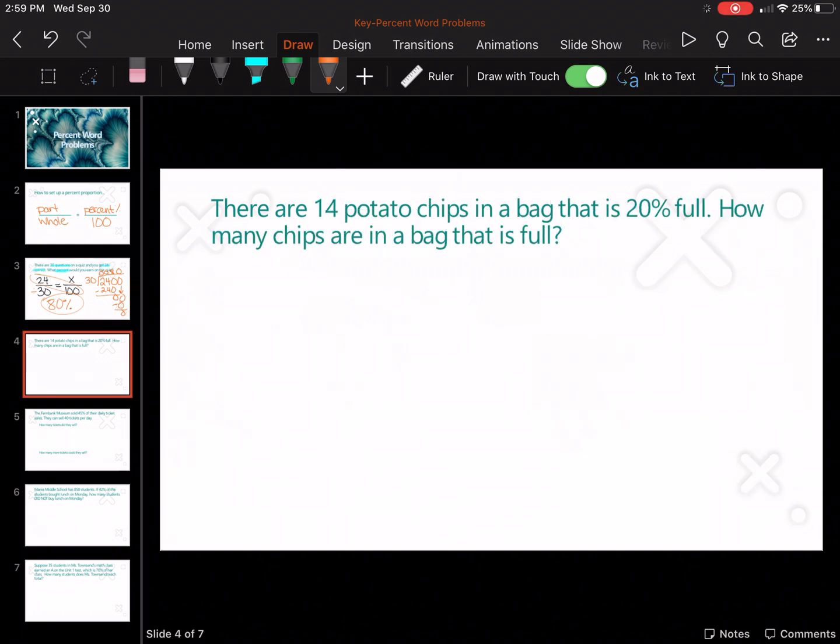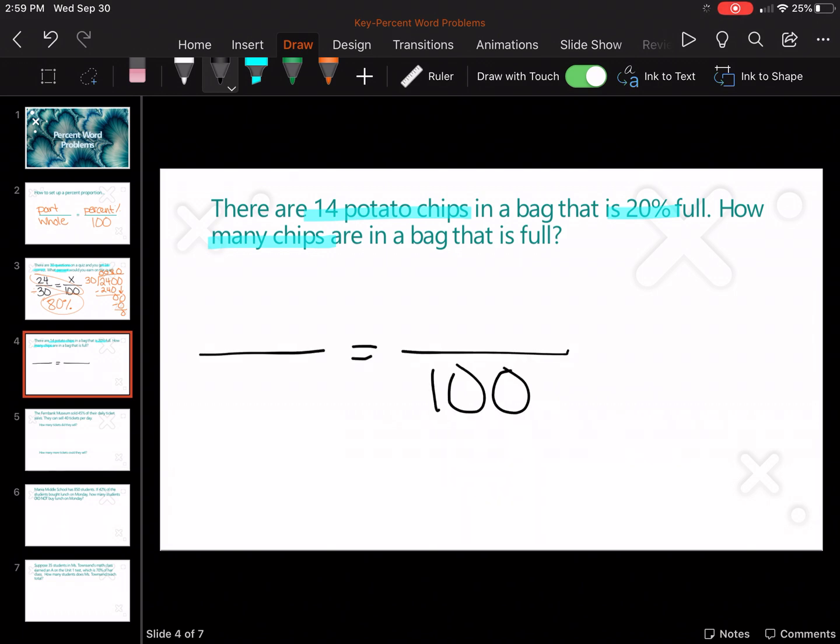Okay. So there are 14 potato chips in the bag that is 20% full. How many chips are in the bag that is full? Okay, we're going to set up our proportion. Again, always go with your 100. I see my percent, that's 20%. So 14, think about it, is that our part or our whole? It's our part because we don't know what the whole is because that's what we're trying to figure out. So that's going to be our X, our missing.